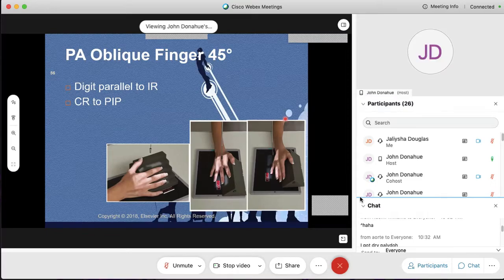Okay. All right, so that second view, guys, is going to be the PA oblique finger. Once again, that is digits 2 through 5. PA oblique finger, that's going to be a 45-degree oblique.